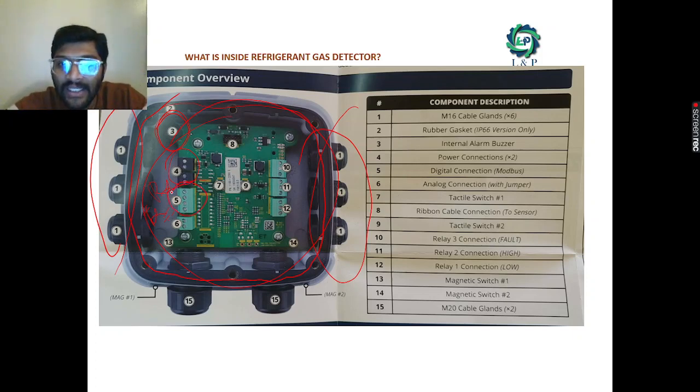As I told earlier, we can have the analog connection. Even for the analog connection, we have jumpers along with it, so these are the analog connections. Most importantly, we have two important switches, that is very much important: tactical switch 1 and tactical switch 2. What is tactical switch 1 and what is tactical switch 2?